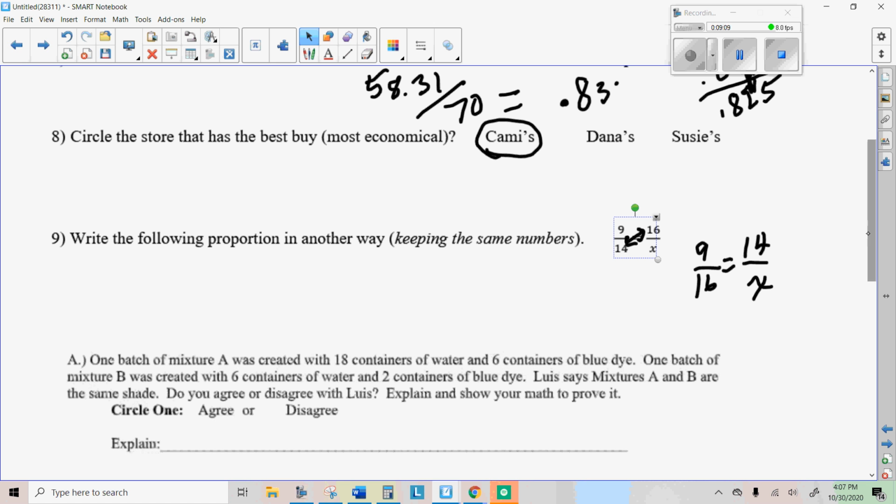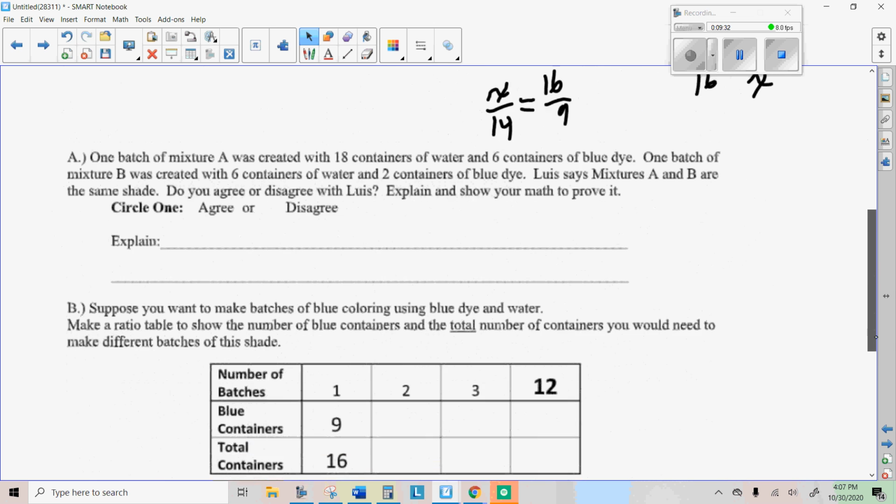So there's probably another way you could do it too, but you could also do like x over 14. I'm just doing these backwards a little bit. And then just make sure you have 16 over 9, because you need to have the 14 and the 16 set up so they're going to multiply by each other. But that would also give you the same answer.